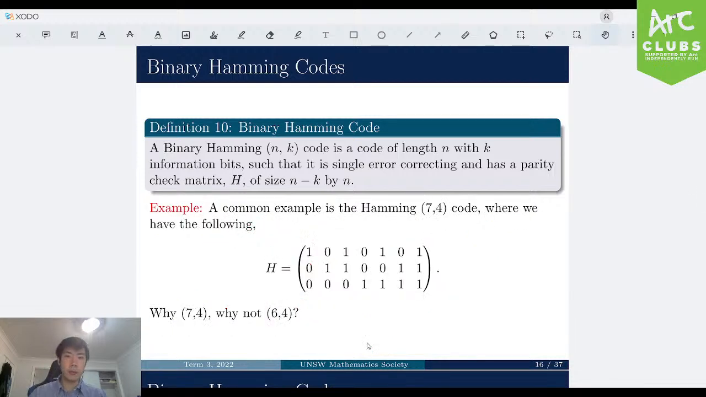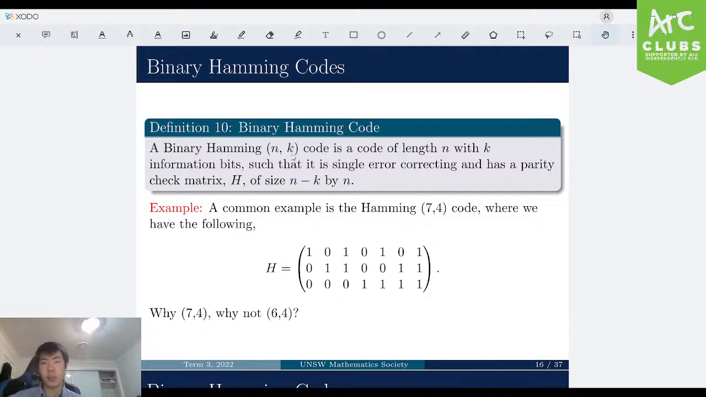So yeah, this is a common example. A question that you might wonder is, why in particular 7-4? Why not 6-4? Why is this Hamming code in particular of fixed length 7 with 4 information bits, and not, for example, 6 fixed length and 4 information bits? Well, the answer is that you could have a 6-4 code, just that 7-4 maximizes the efficiency.